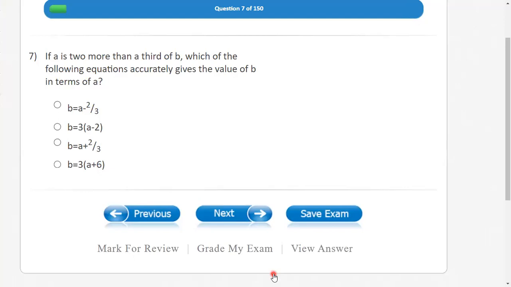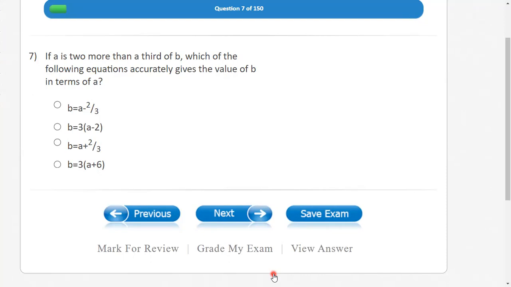If A is two more than a third of B, which of the following equations accurately gives the value of B in terms of A? If A is two more than one third of B, you can say. Let me reread this real quick. If A is two more than a third of B, which of the following equations accurately gives the value of B in terms of A? Okay, let me do this real quick.